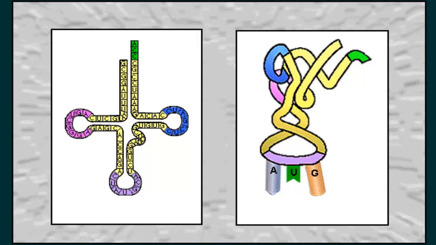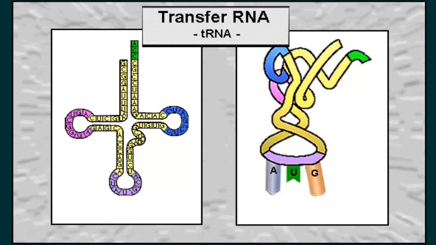Messenger RNA is only one of 3 types of RNA. Another type is transfer RNA, or tRNA. Like mRNA, tRNA is transcribed from a DNA template in the nucleus of a cell. The tRNA molecule is typically much smaller than mRNA. While mRNA may be 1,000 or more nucleotides long, tRNA has only about 80 nucleotides, which assume this three-dimensional shape.